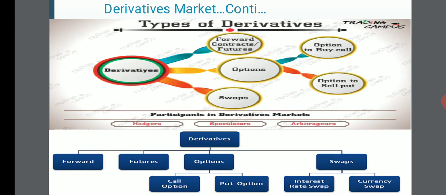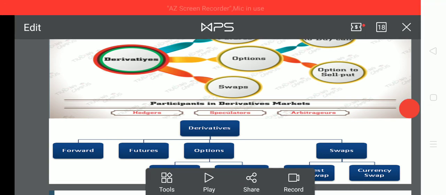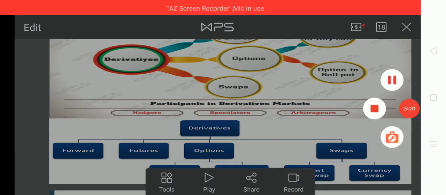swapped between the parties. And the derivatives types are forward, futures, options, and swaps. Options can be of two types: option to buy, that is call option, and option to sell, that is put option. And swaps can be interest rate swap or currency swap.